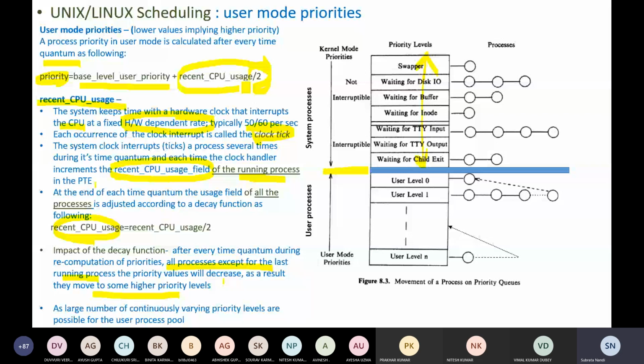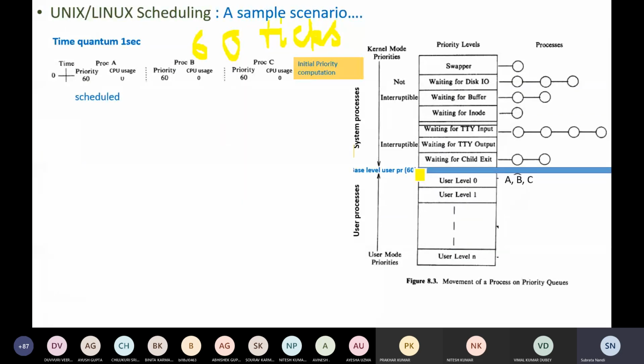And what is the base priority? Base priority is, say for example, set to 60. So if you add it up, it will be 60 for all. So initially 60 for all, and maybe they have arrived. Here we are showing that among A, B, C, A has arrived first. They have formed a round robin queue. So A is scheduled here. This is the initial priority computation.